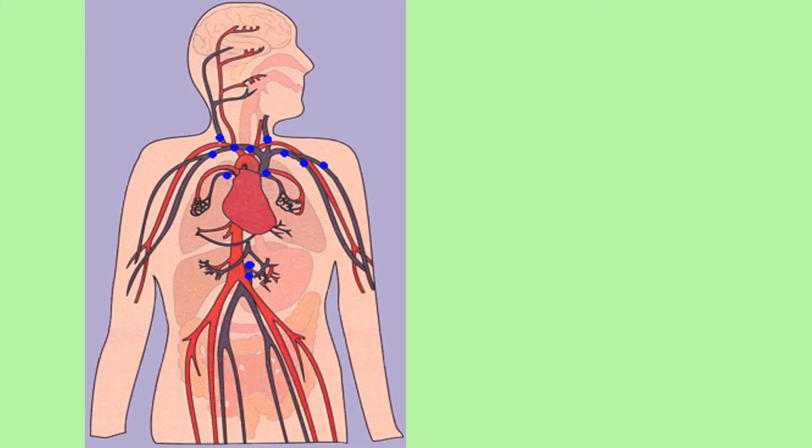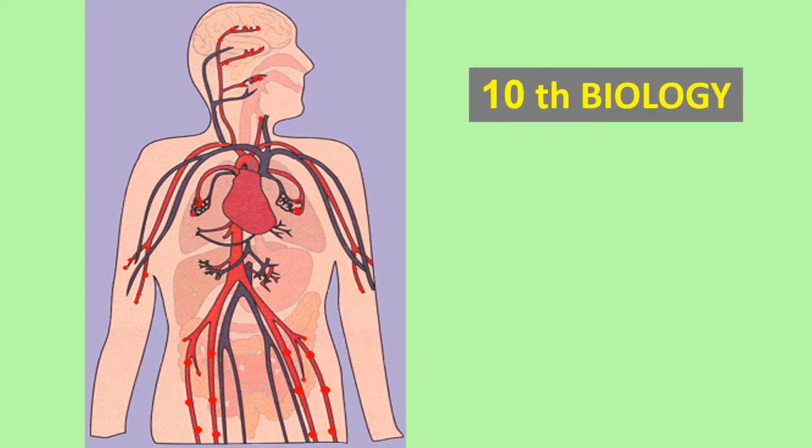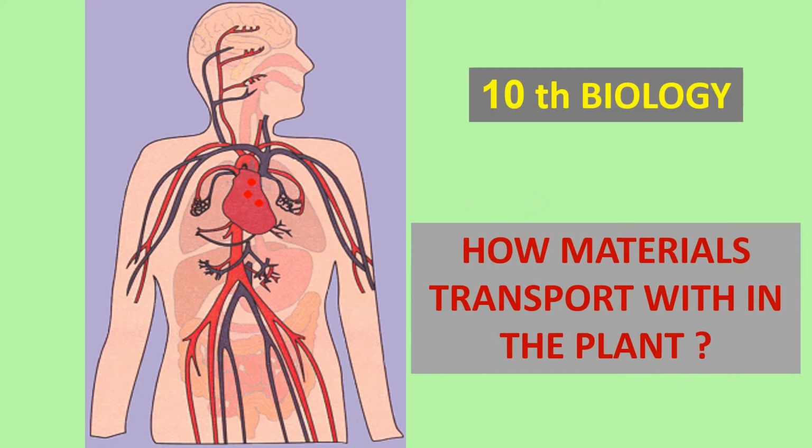And in previous videos we learned about the circulatory system. In animals, there is a vast transport system to supply essential nutrients and oxygen and also to remove excretory substances. In the same way, do plants have any system which corresponds to the circulatory system in animals? In this video, we are going to learn how materials are transported within the plant.